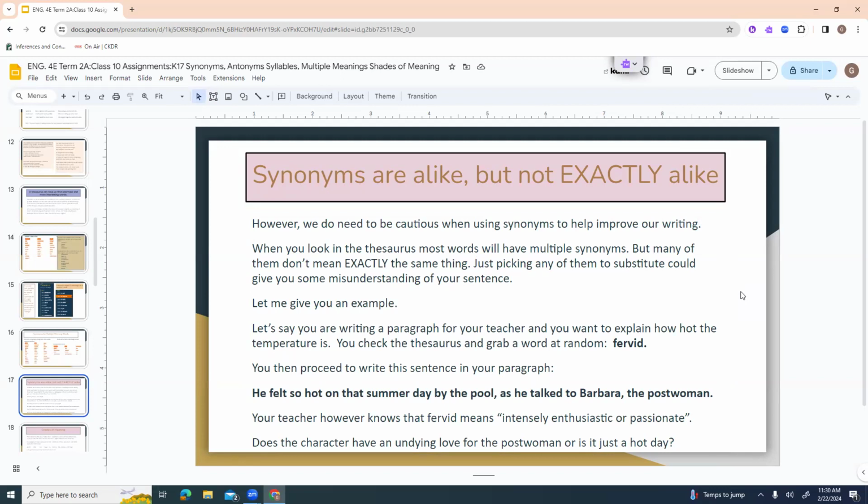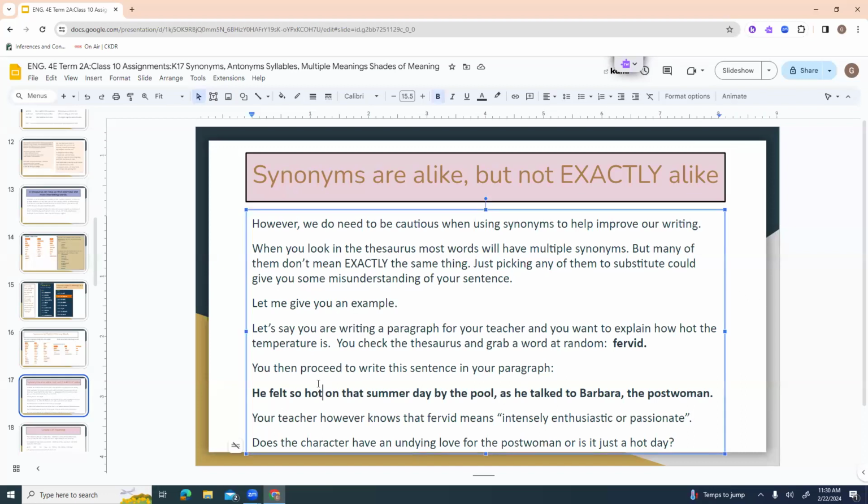So here's an example. Let's say you're writing a paragraph for your teacher and you want to explain how hot the temperature is. You check the thesaurus and you grab a word at random. Fervid. Fervid is a synonym for hot. And then you proceed to write this sentence into your paragraph. He felt so hot on that summer day by the pool as he talked to Barbara. And I don't want to use the word hot, so instead, I write the word fervid there.